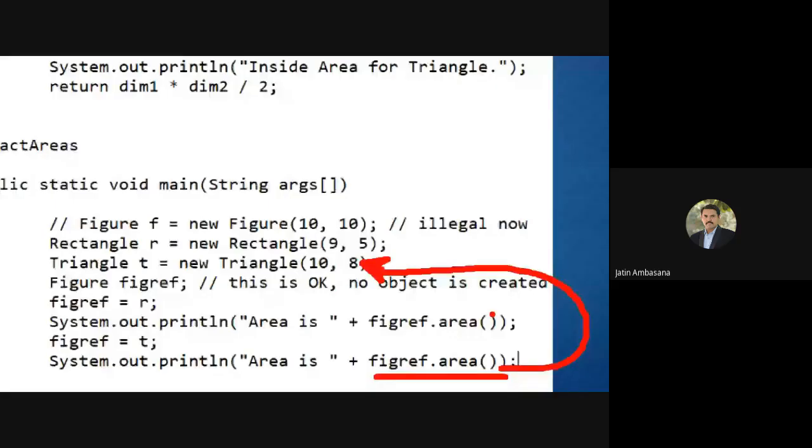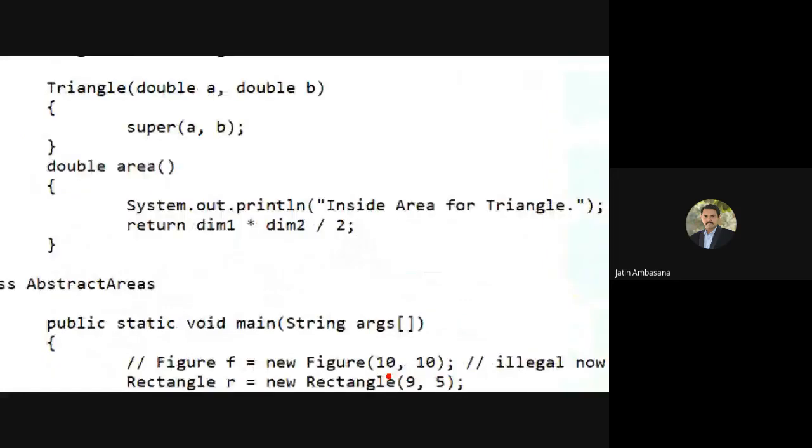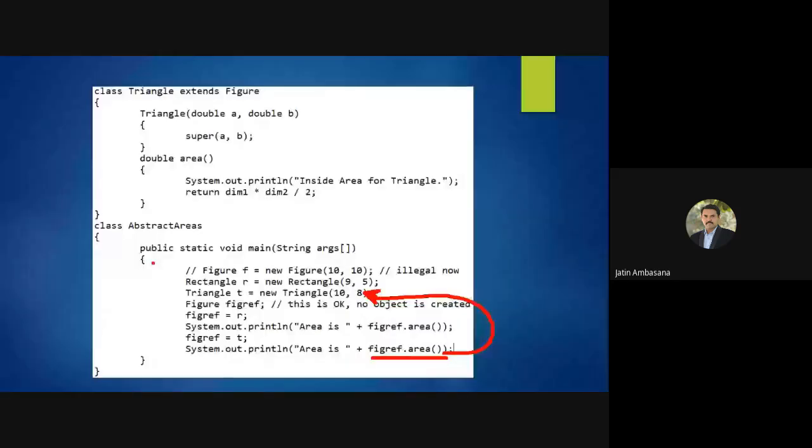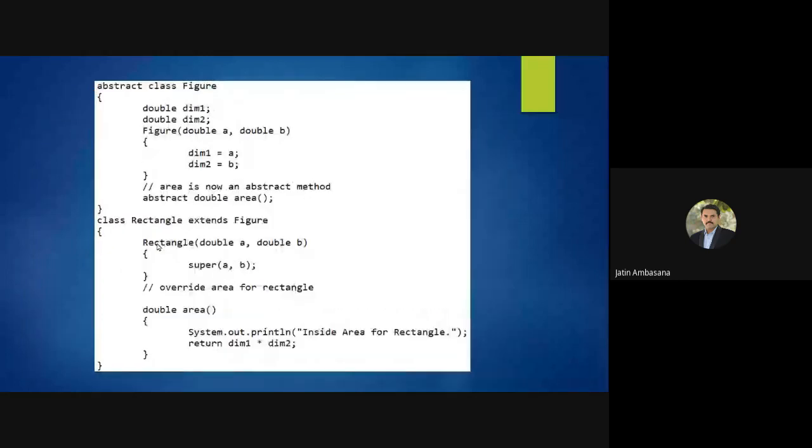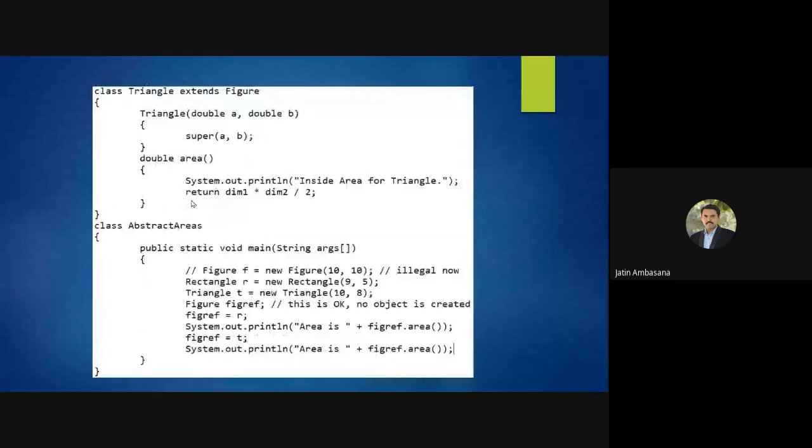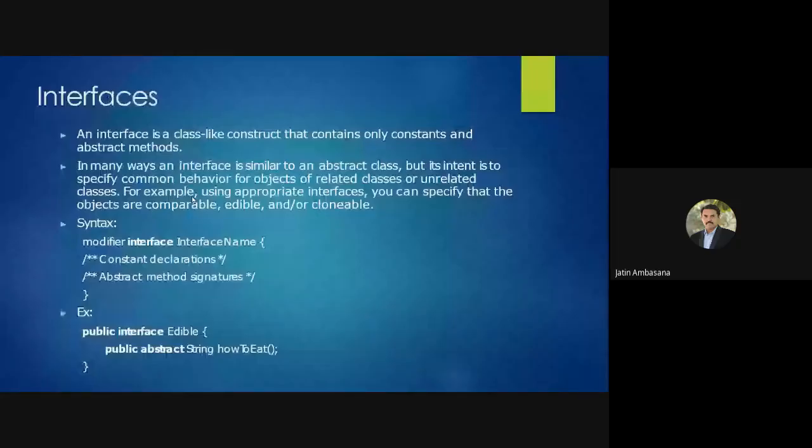So this is what you have to understand. The abstract class can be used to declare a variable, but not an object using the new operator. For that you only need concrete classes. So concrete subclasses like triangle, and concrete subclasses like rectangle. Got the point? So those are the things called abstract.